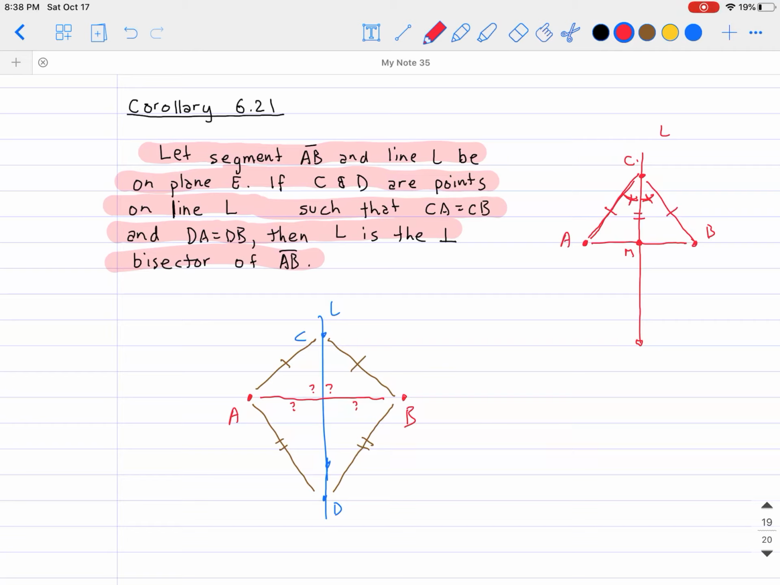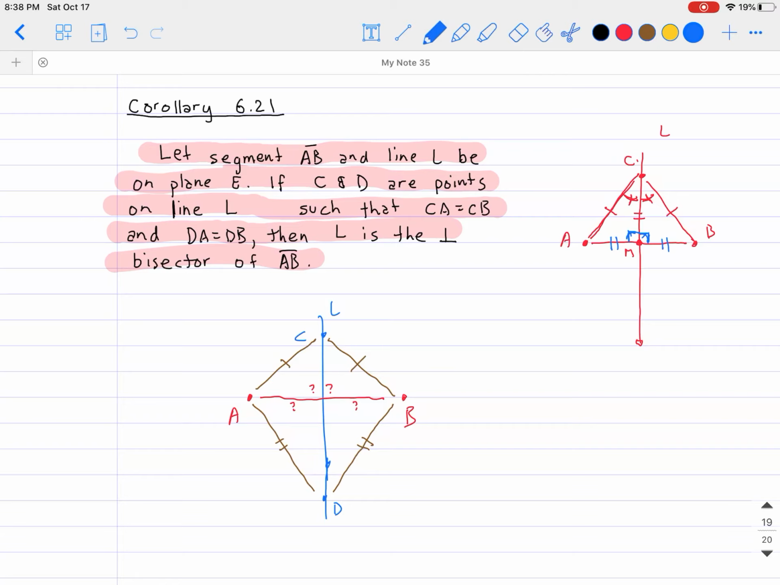Looking at those two triangles, I do believe that they are congruent to each other by SAS, because the middle segment is shared because of the reflexive property. So by SAS, these two triangles are congruent, and just like before, that means this angle right here would be congruent to this angle right here. And because they form a linear pair, once again, that means we have some right angles right there. Very similar to the proof that we just did, right?